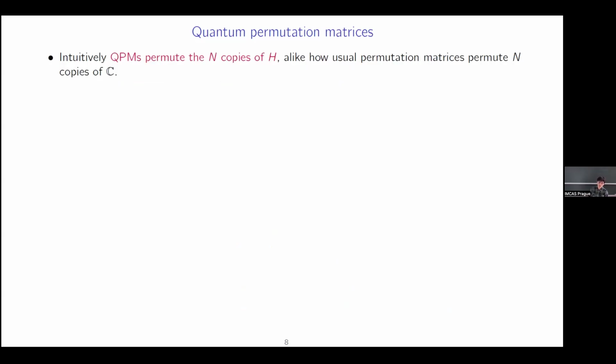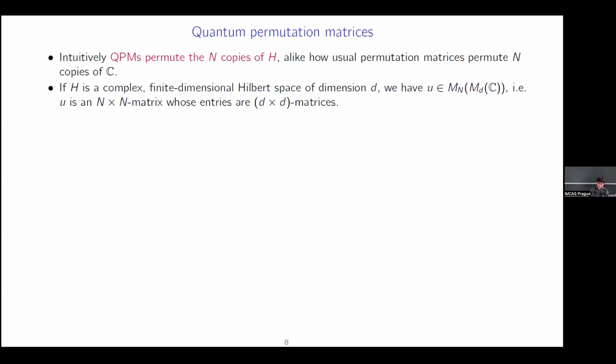So intuitively, we have that quantum permutation matrices are permuting n copies of the Hilbert space H, like how usual permutation matrices permute n copies of C. And if H is a complex finite dimensional Hilbert space of dimension D, we have, as I was saying before, basically that those quantum permutation matrices are n times n matrices whose entries are D times D matrices themselves.